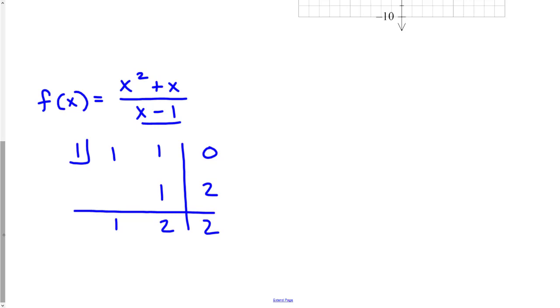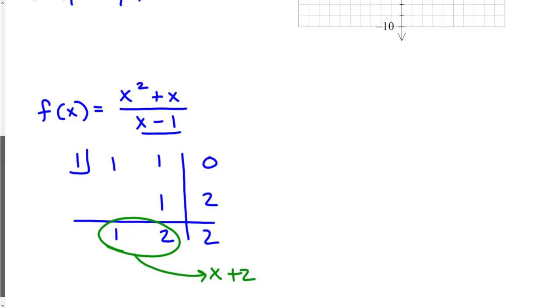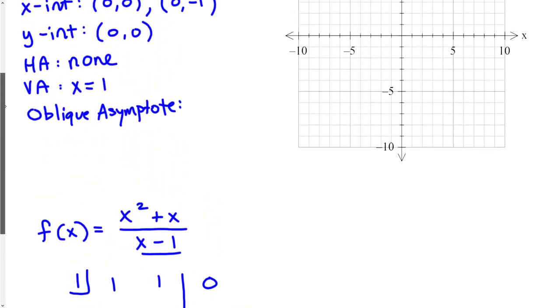What's important is this portion right here results in x plus 2 when I change that back into a function. So that x plus 2 is the equation of my oblique asymptote. So y equals x plus 2.